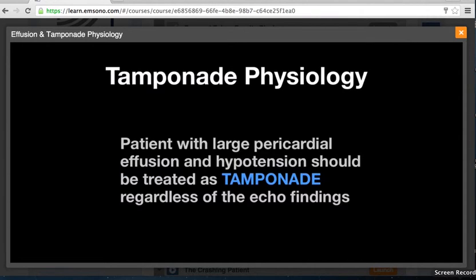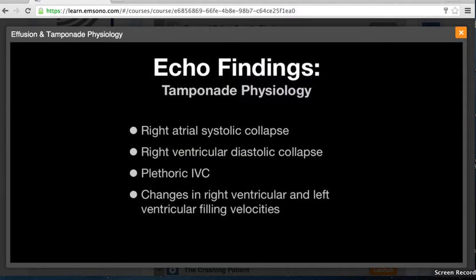Here's a clinical pearl that's supported in the cardiology literature: patients with large pericardial effusions and hypotension should be treated as tamponade regardless of the additional echo findings. Echo findings of tamponade physiology include right atrial systolic collapse, right ventricular diastolic collapse, a plethoric or dilated inferior vena cava, and changes in right ventricular and left ventricular filling velocities. On our focused echo, we're going to concentrate on the first three findings of right atrial systolic collapse, right ventricular diastolic collapse, and the presence of a plethoric inferior vena cava.